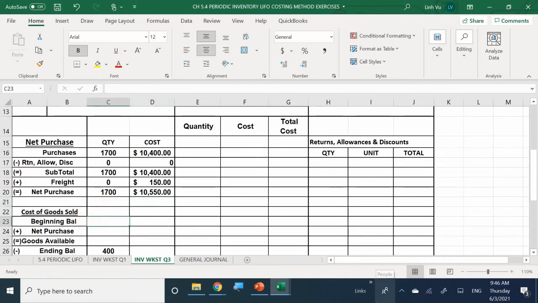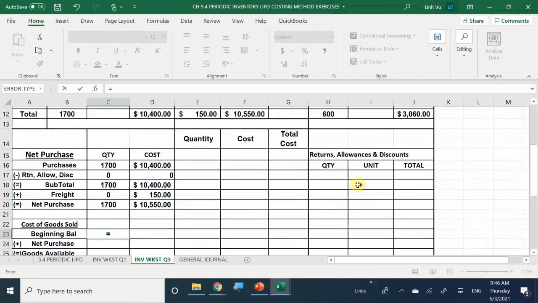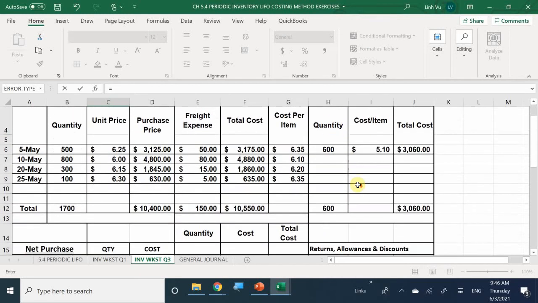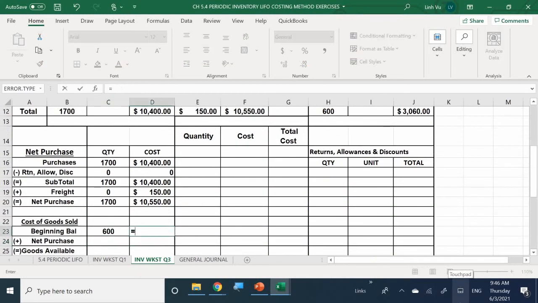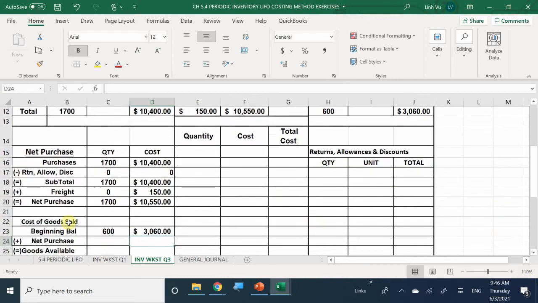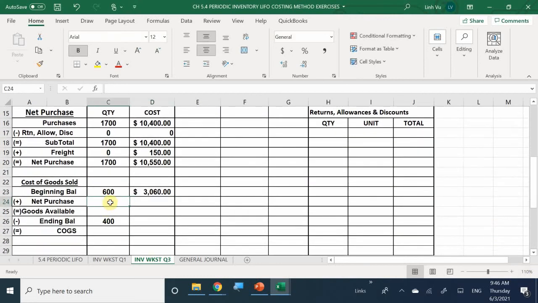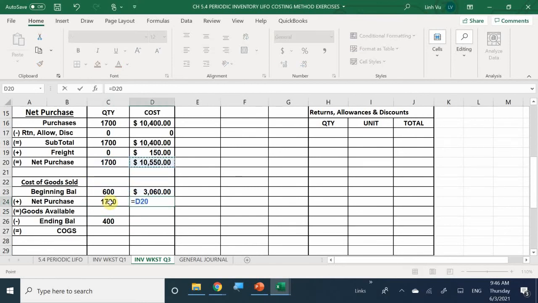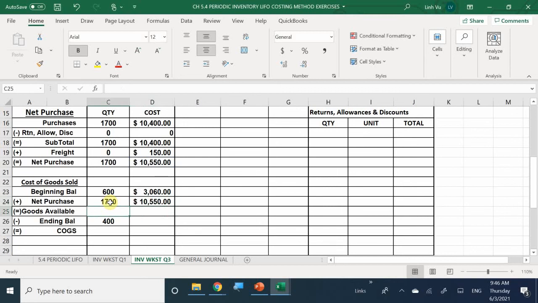Now, do we have a beginning balance? 600. At what total cost? Total cost $3,060. Good. Of course, what we saw for our net purchases from right above, I'm going to copy that information down in my net purchases. So I'm having that right there. So what's my goods available going to be?